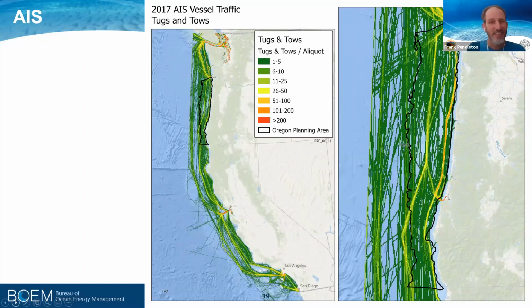Now this is the tugs and tows. You can see they've got various lanes they're supposed to stay in, and they're doing a pretty good job of staying in their lanes. Because you can see like the green, that's not many ships, right? 1 to 5 ships in a year. That's not much at all. It's not till we get up to that yellow and particularly the orange where they're really using it. Next slide.